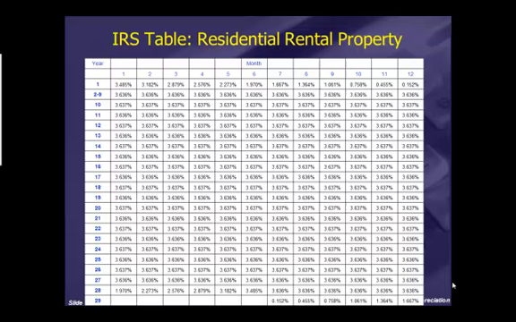Across the top of the columns, you have the months from 1 through 12. So 1 would be January, 2 would be February, and so on. So you can take a look now and say, if an asset is placed in service in February, then you would look at column 2, and if it's year 1, then the rate would be 3.182% that you would be multiplying times the cost, the depreciable basis of the real property.